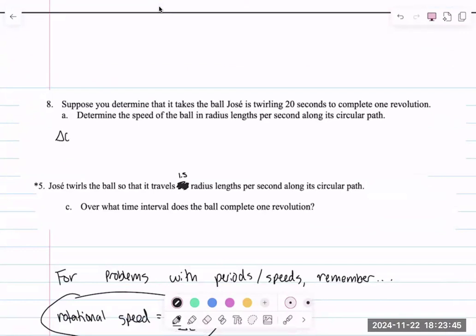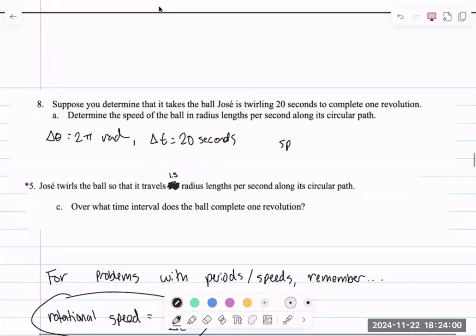But for this one, my change in angle over a full rotation is 2 pi. That's 1 revolution. And my change in time is 20 seconds. And let me be careful here and put radians, right? That's our measure. Got to put units. And so my speed is just my change in angle over change in time, which is 2 pi divided by 20 radians per second. Boom.